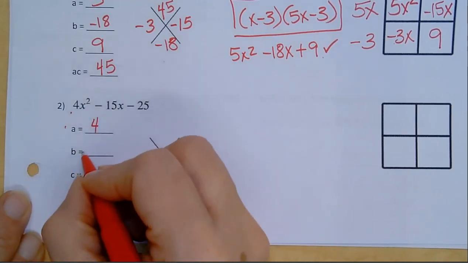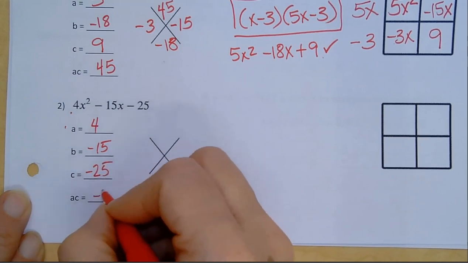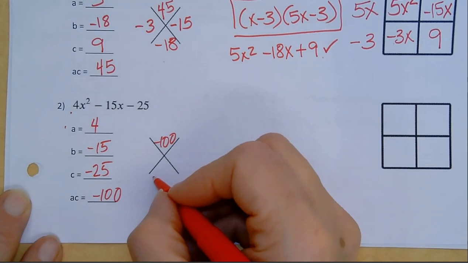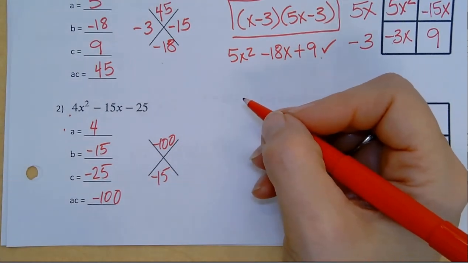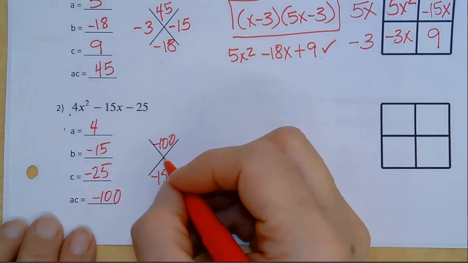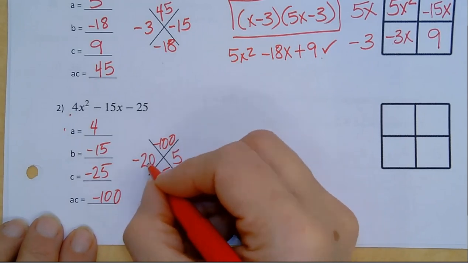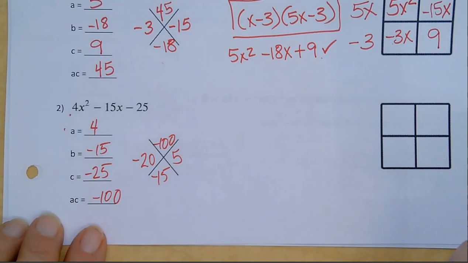Instead, I have A is 4, B is negative 15, C is negative 25, and AC is negative 100. What two numbers multiply to give me negative 100, but add to give me negative 15? And so let's see. 20 times 5 it's going to be. So I'll keep negative 20 and positive 5. Negative 20 times 5 is negative 100. Negative 20 plus 5 is negative 15.